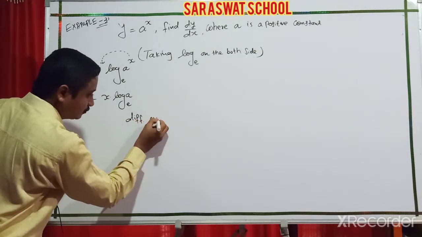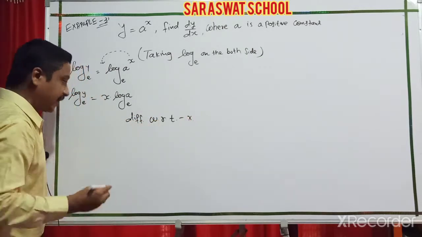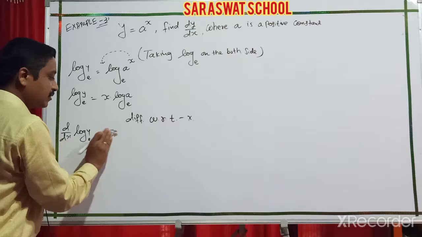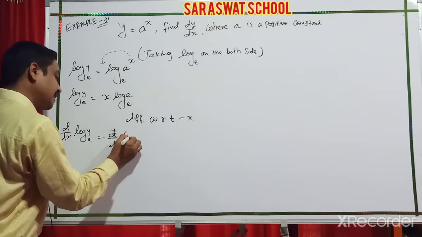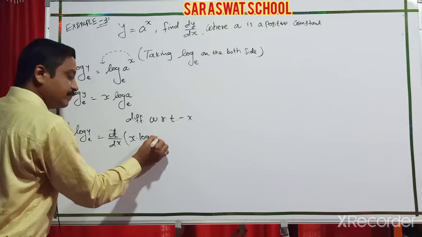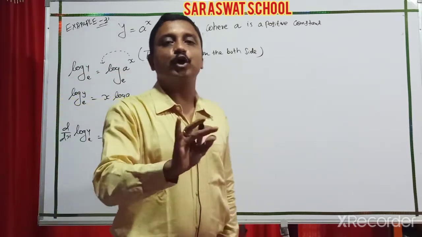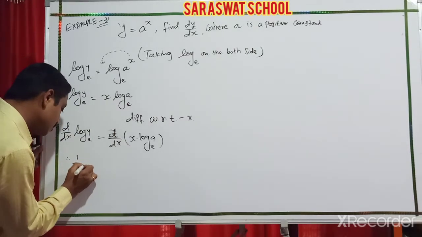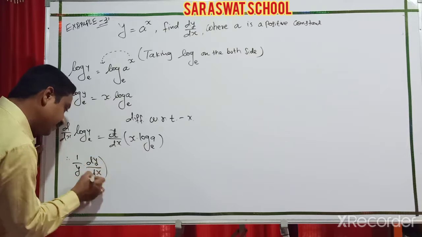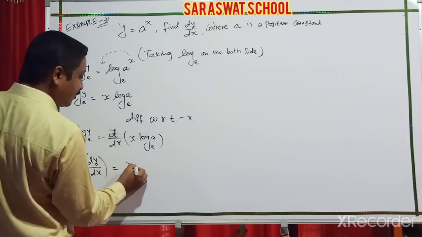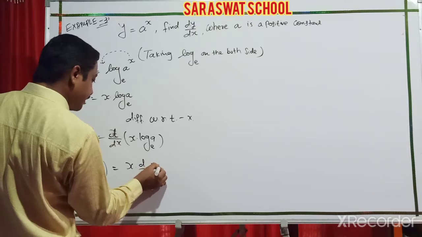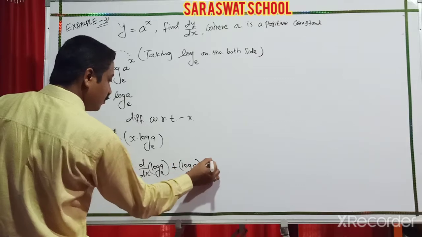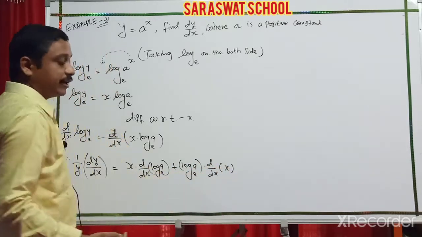Differentiation with respect to x. So d by dx of log y, and here d by dx of x into log a to the base e. And now start our product rule, but here also the chain rule. What is the derivative of log y? 1 by y, and the derivative of y, dy by dx. Here operate first into derivative of second plus second into derivative of first, by our product rule.